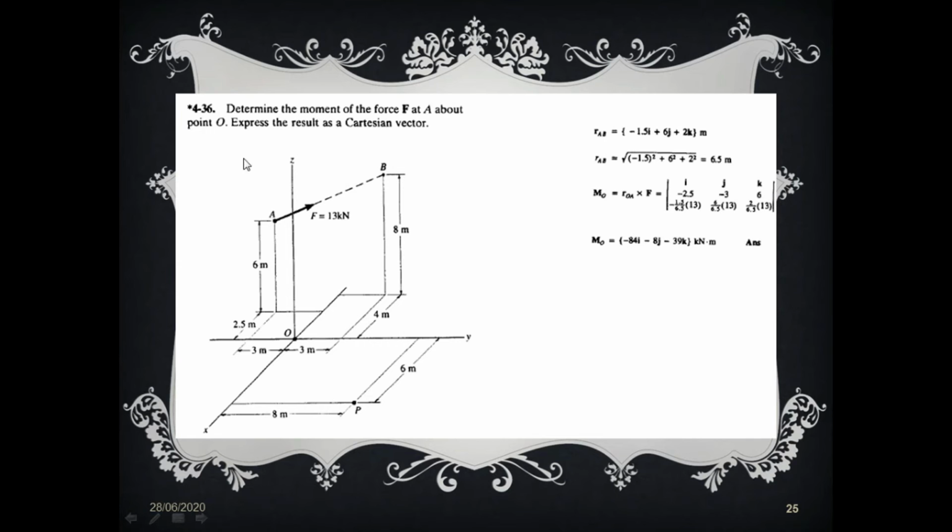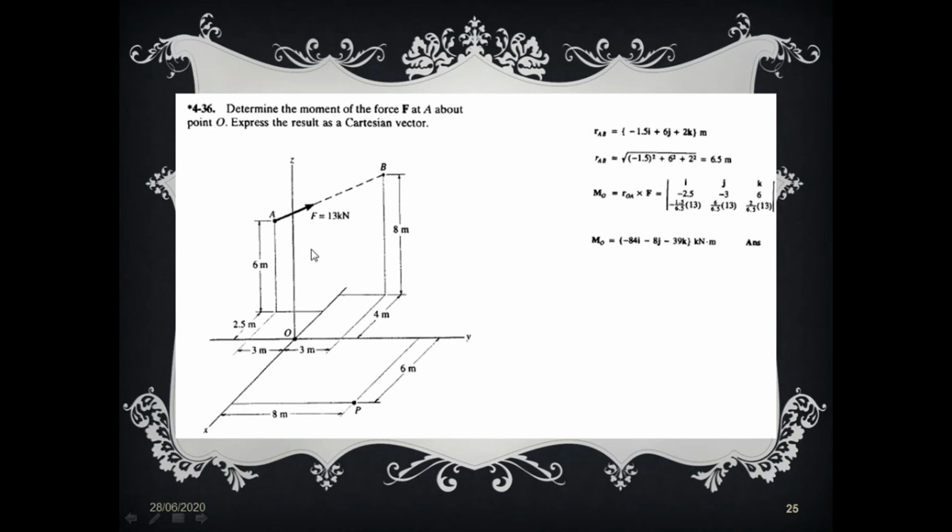Okay, if you look at it very clearly, this is the force, 13 kilonewton. Remember, it is a very similar question to the previous question. What is different in this numerical compared to the previous one? The force is different. In the previous one, they made our life very easy by giving us the force in Cartesian vector form and asking the moment in Cartesian vector form. But in this numerical, they give the force in scalar form.